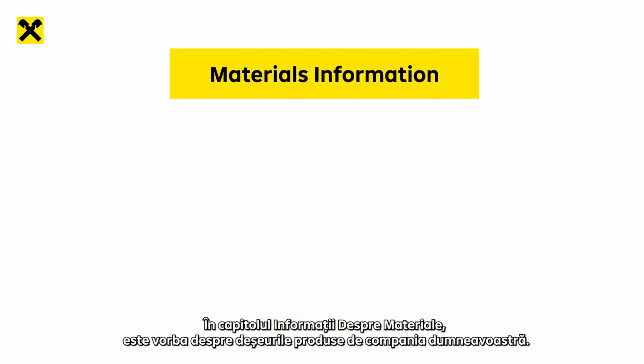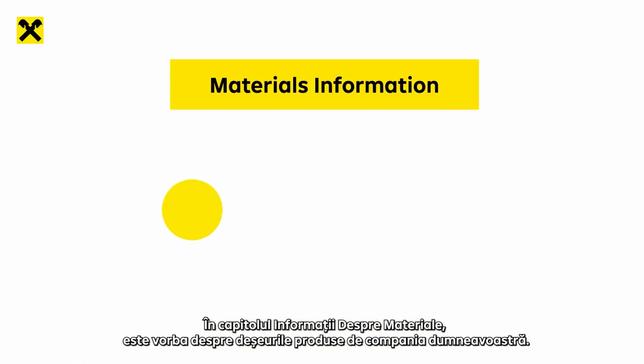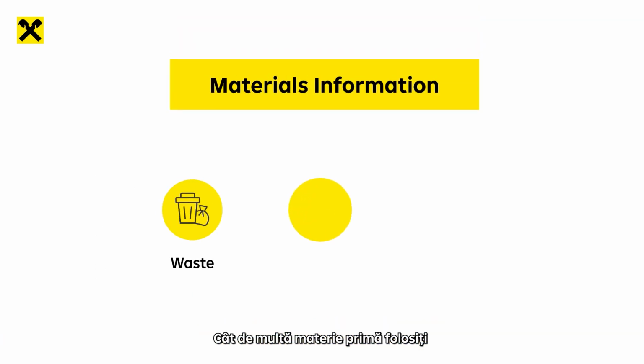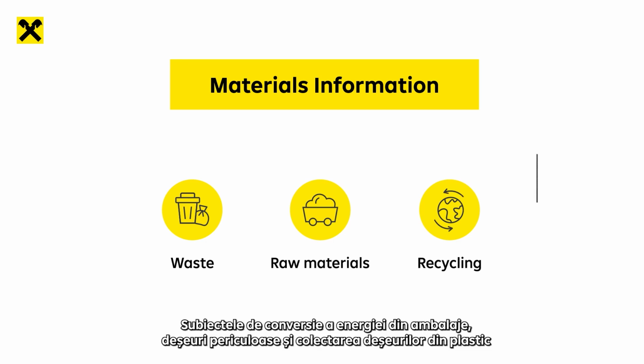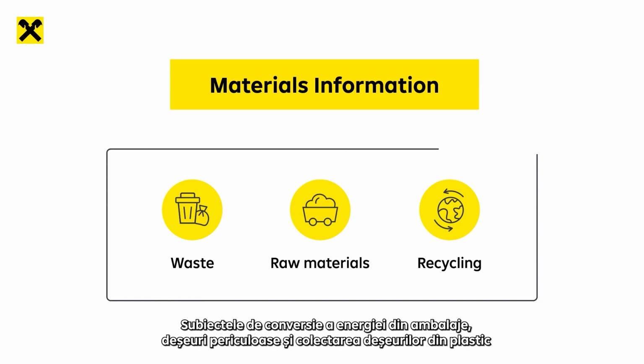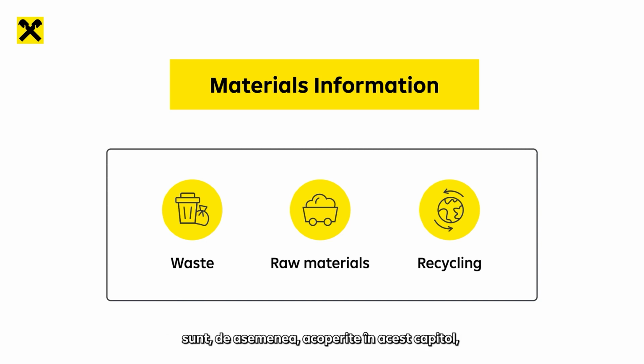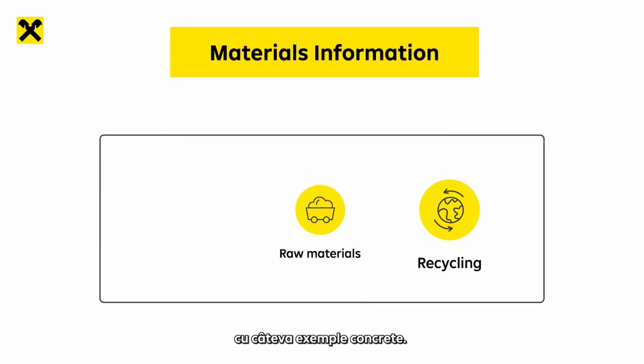The chapter Materials Information is about your company's waste, how much raw material your company uses, and the share of products that can be recycled or composted. The topics of packaging, energy conversion, hazardous waste, and the collection of plastic waste are also covered here. Here are a few specific examples on this topic.